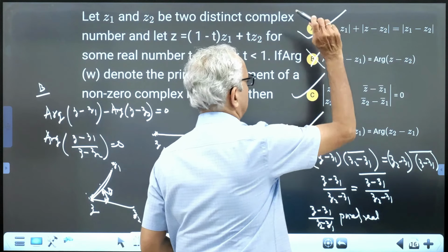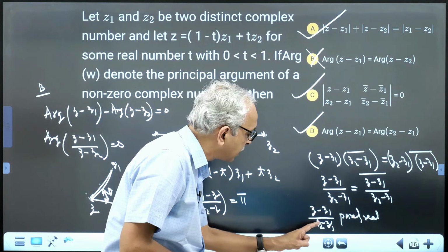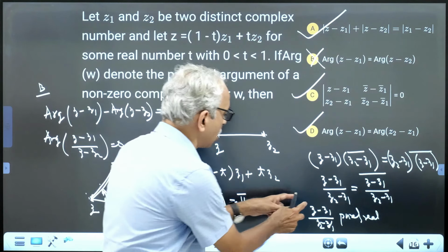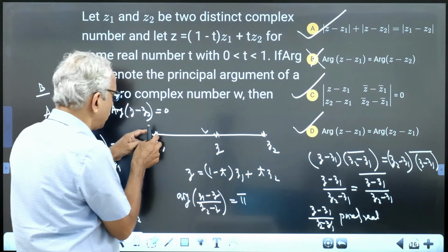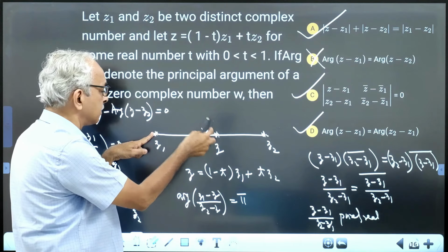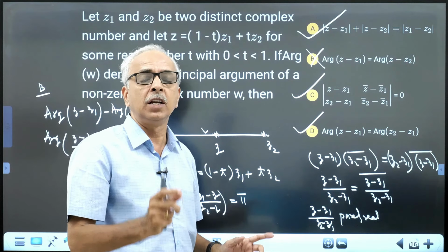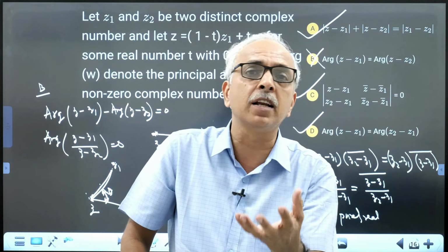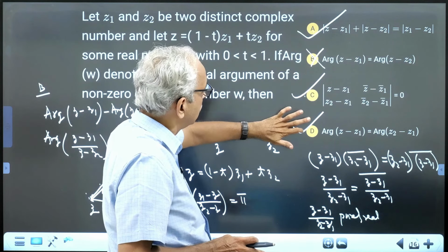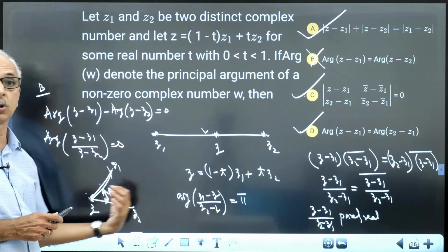But this is also correct. (Z minus Z1) by (Z2 minus Z1) is purely real, which means the argument can be either 0 or pi. You take Z1 as a hinge with Z minus Z1 and Z2 minus Z1. The argument is 0. If the argument is 0, it is purely real, and if a complex number is purely real, the argument can be either 0 or pi. Therefore, this is incorrect. A is correct, B is incorrect, C is correct, D is correct. This is a very simple question provided you know this rotation, right? Thank you.